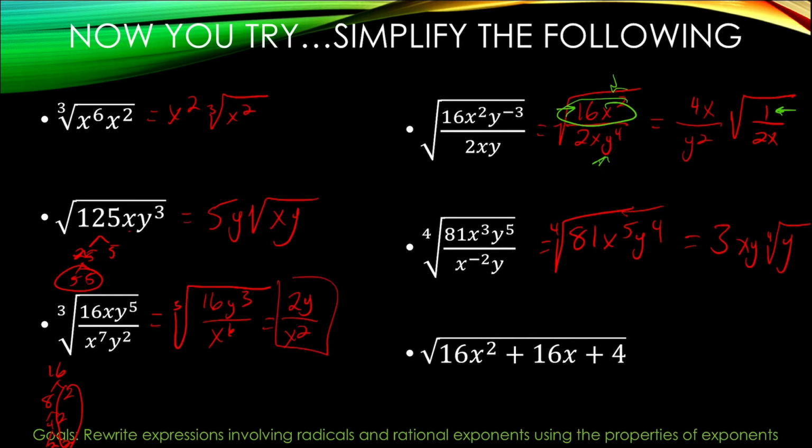Okay. And we break this down to 4x plus 2 squared. Take the square root of that, which just equals 4x plus 2.